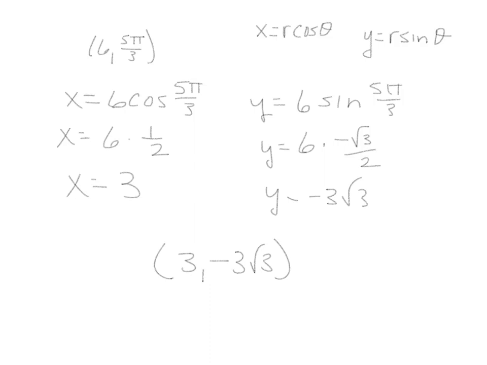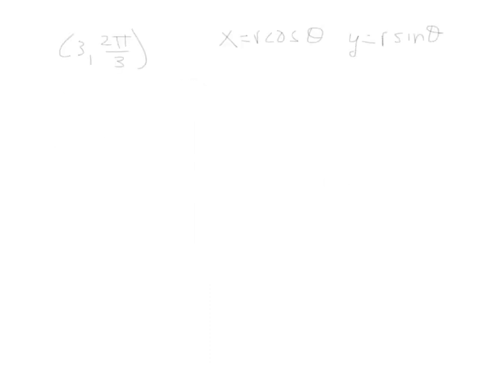Let's do another example. In this example, we're trying to convert the polar coordinates 3, 2 pi over 3 into rectangular. So once again, we're going to use our formulas. X equals r, which is 3, cosine, angle is 2 pi over 3. Grab your unit circle. Cosine of 2 pi over 3, that one would be negative 1/2. Multiply this, we get x is negative 3/2.